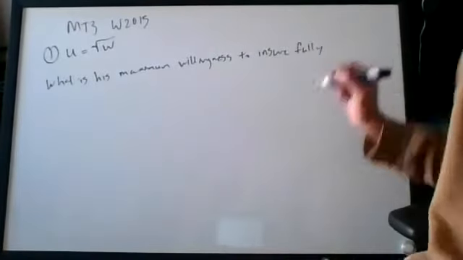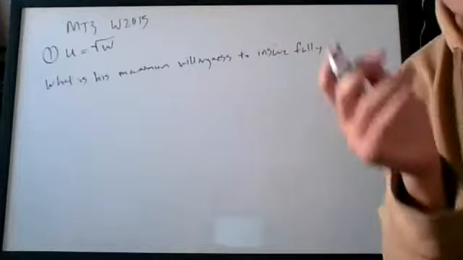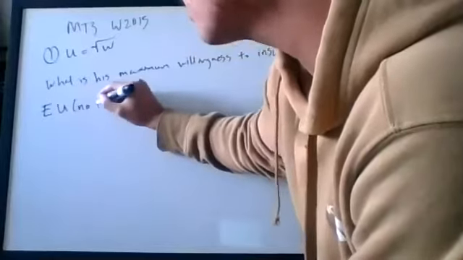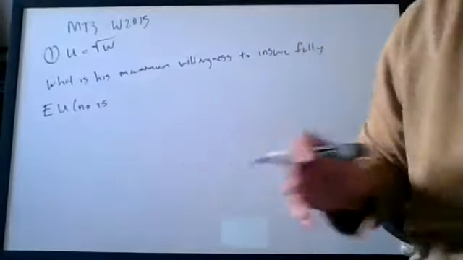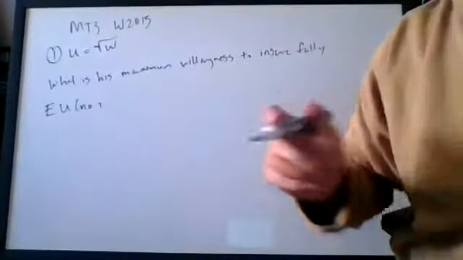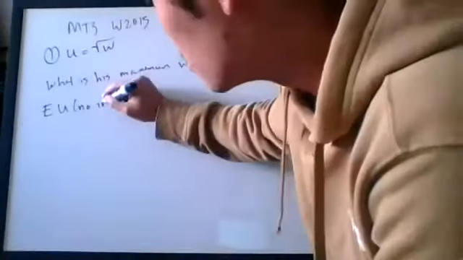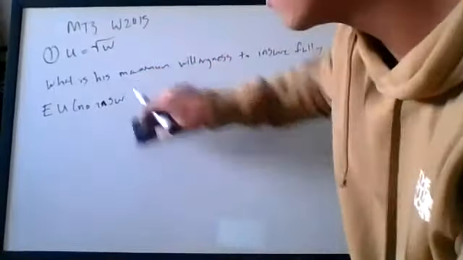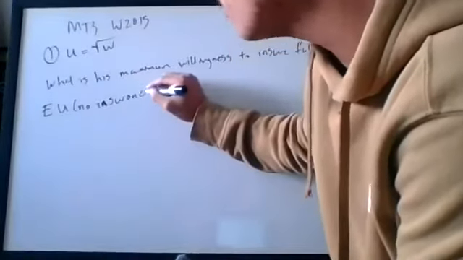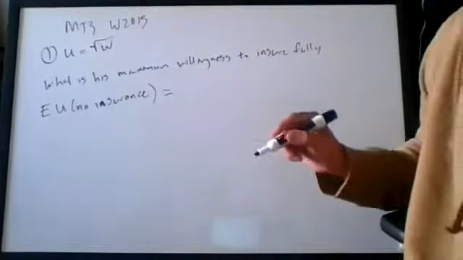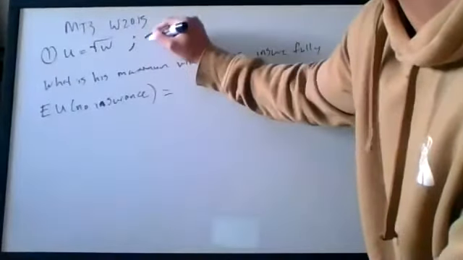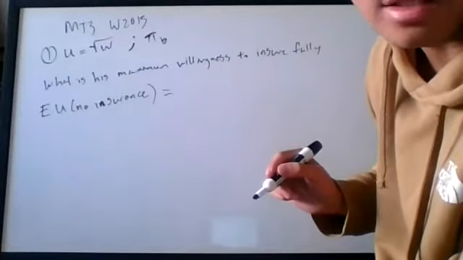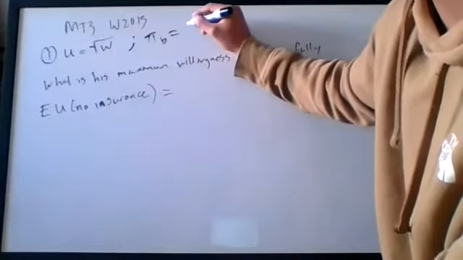Fully, I'm assuming. Okay, so we want to see what his expected utility is with no insurance. Then we want to set that equal to the expected utility with full insurance. His expected utility with no insurance is just equal to, so let me write down all the information. The probability of the bad state is 75%.